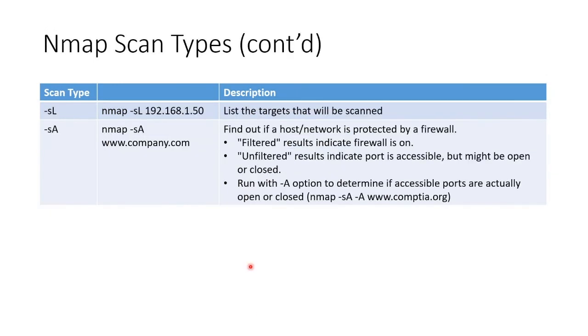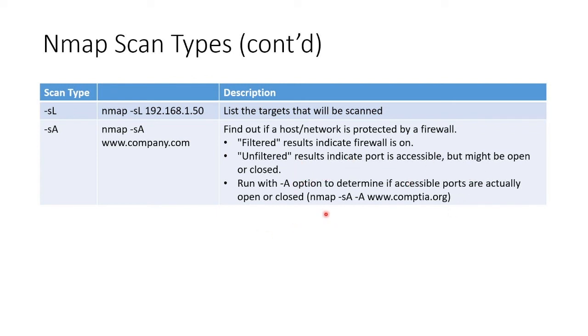You could also just provide Nmap with a list. So you could list the targets that will be scanned with -sL. You could also use -sA, which will find out if it's protected by a firewall. If it says filtered, the firewall is on. Unfiltered means we can get to the port, but it might be open or closed. So getting to it means the firewall's not in the way, but it might not be open for business.